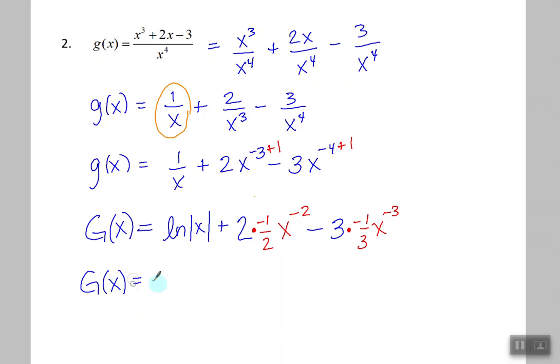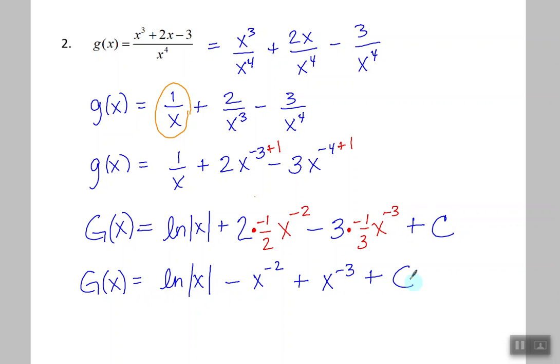Capital G of x equals natural log of absolute value of x. 2 divided by 2 is 1, so this is negative x to the negative 2. 3 divided by 3 is 1. Negative times negative is positive 1, so plus x to the negative 3. And oops, what did I forget in that first line for the antiderivative? Always plus c, plus that arbitrary constant.